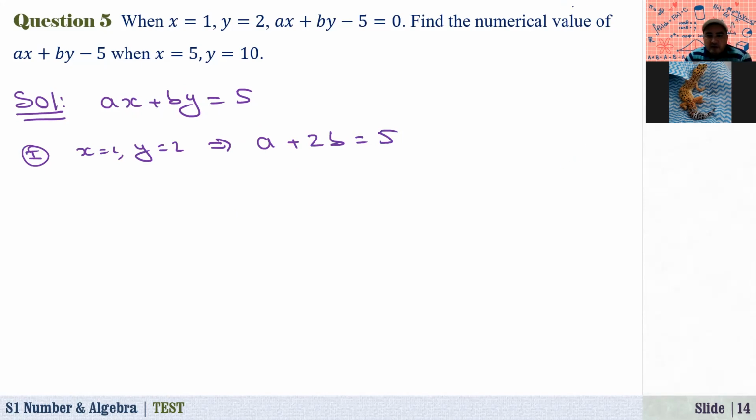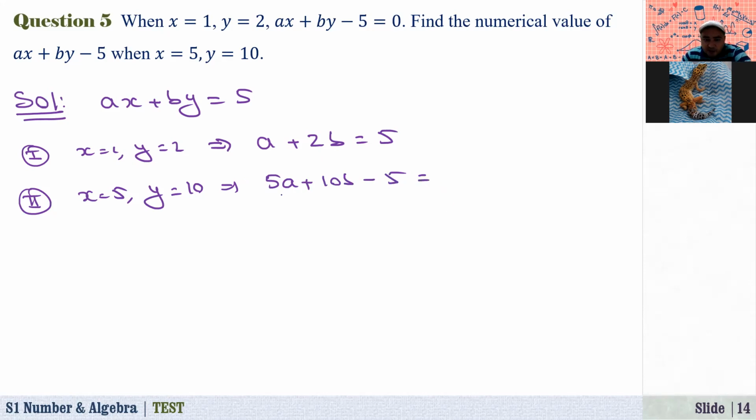The question is, find the numerical value of ax plus by minus 5 when x equals 5 and y is equal to 10. So the second case. Here, 5 times 1 is 5, and 5 times 2 is 10. I think we will get something similar. If you substitute, instead of x, I put 5, so 5a. Instead of y, 10, it is 10b minus 5.